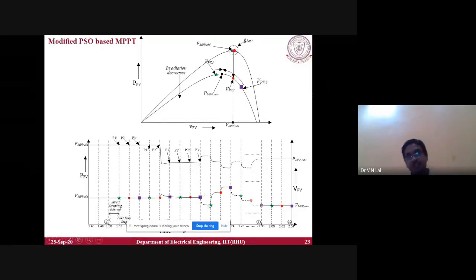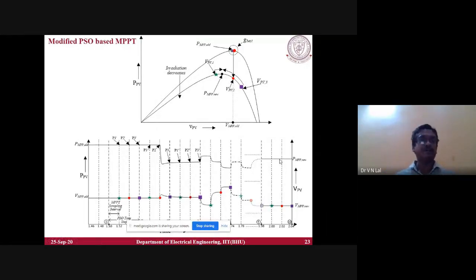After then reinitialization is given, and the same process is repeated, and finally the position of these 3 particles will settle on this VMPP new, which is less than this VMPP old. This VMPP new is less than VMPP old, and this PMPP new is more than this power. So this is the solution.